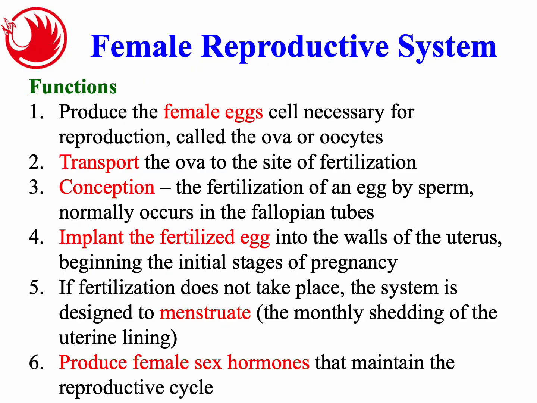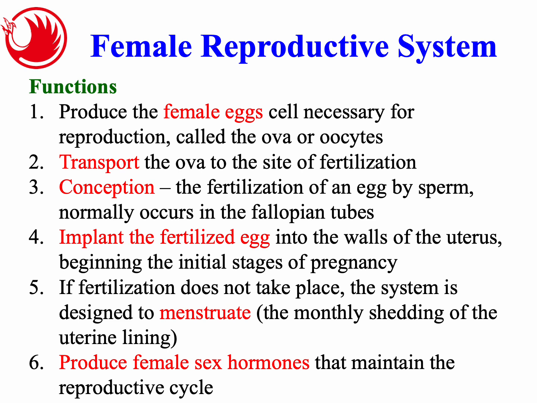First, we look at the female reproductive system in terms of its function. The functions are to produce the female egg cell necessary for reproduction. The egg is also called the ovum or oocyte. Another function is to transport the eggs to the site of fertilization, so they have to transport the eggs to that area.